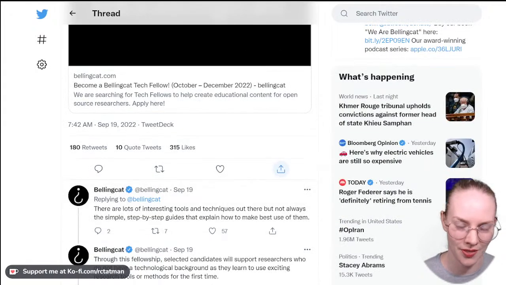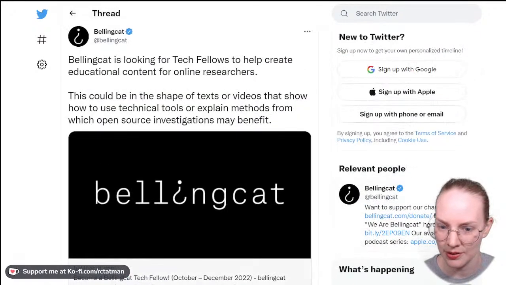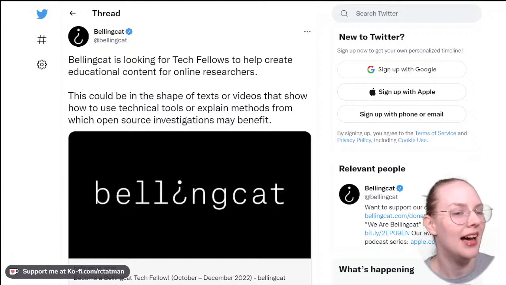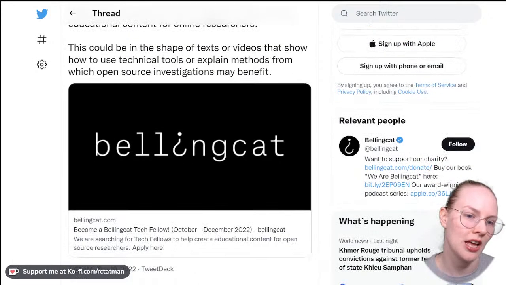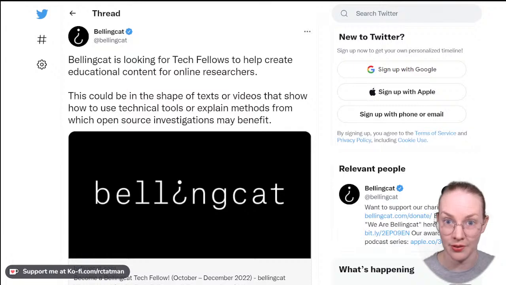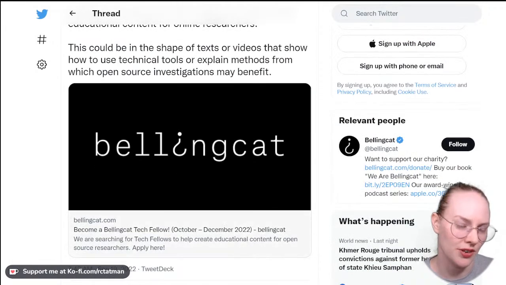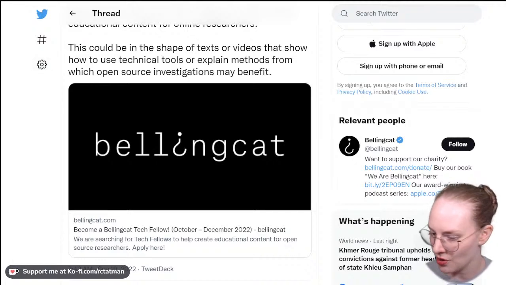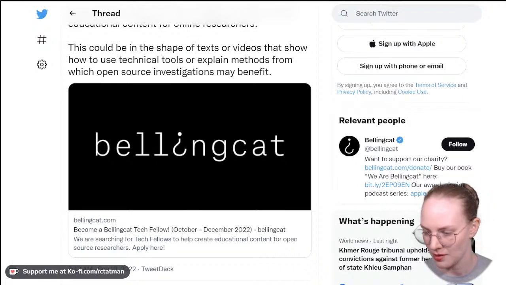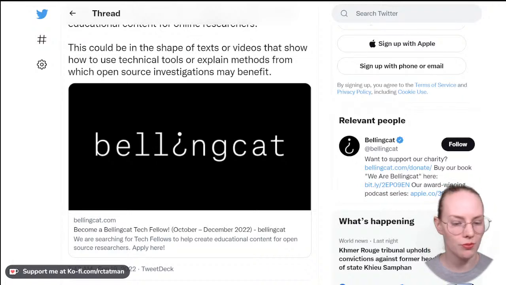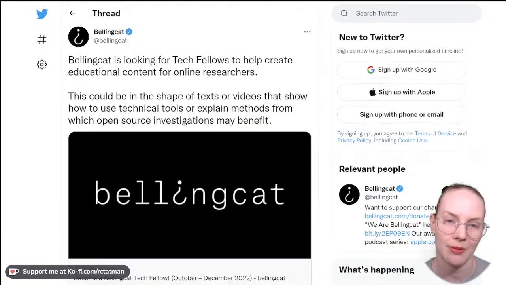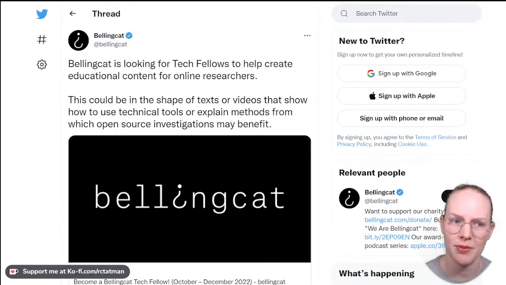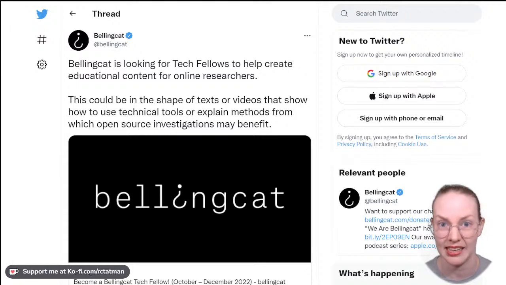Job. So this is from Bellingcat, which is a charity, and they are hiring tech fellows to help create educational content for online researchers. This could be in the shape of text or videos that show how to use technical tools or explain methods from which open source investigations may benefit. So if any of you are interested in doing sort of public communication research fellowship sort of thing, that might be a cool job. I'm not super familiar with this organization. It just seemed like an interesting job.